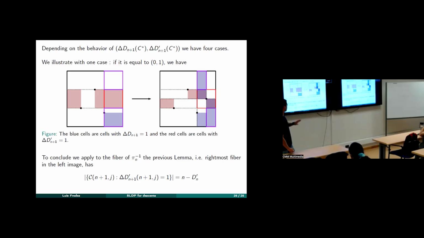So this is just to give you the idea of the proof. But the preceding lemma about fibers was really a good step because we needed it. So that was everything that I wanted to say. Thank you very much.